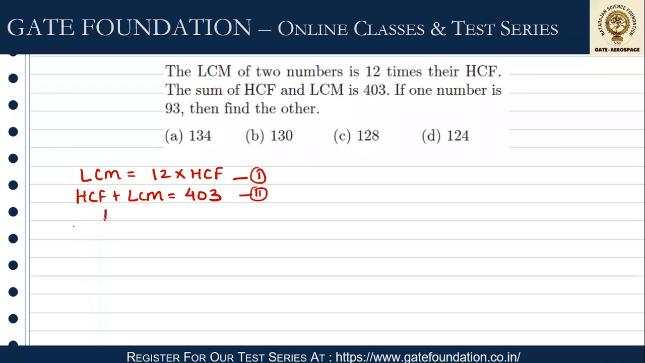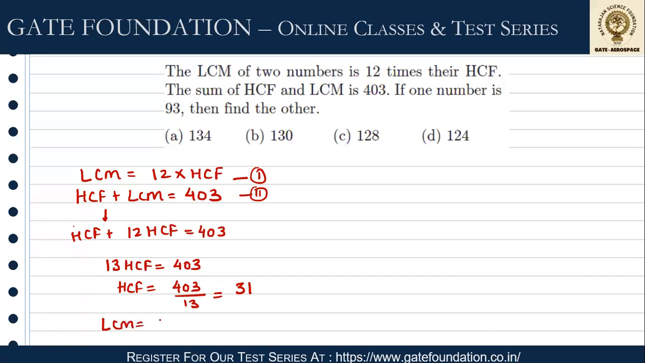So this will become HCF plus 12 times HCF, which is 403, or 13 HCF is 403, or I'll get the HCF over here. 13 times 31. That's correct. So if I get the HCF, I can also find out the LCM, which is 12 times the HCF, 31. That is 372, right? Okay. Now I know the HCF and LCM.